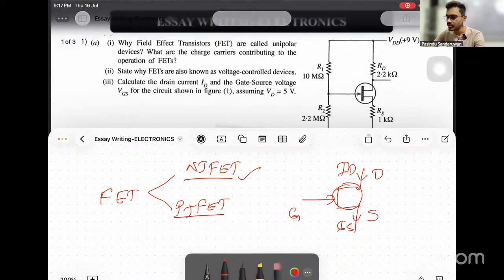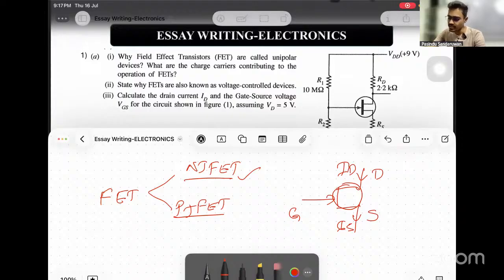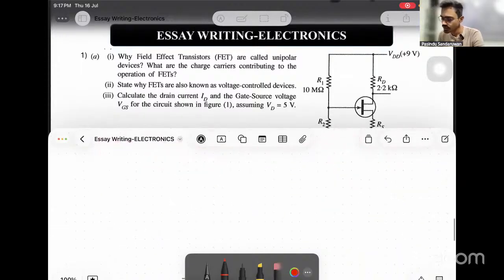Actually, in this particular question, what is given is a voltage divider circuit. Since it is in the question, I will explain the other things about the voltage divider with that. And here, one more thing: since there are only two currents, always ID equals IS for an NJFET, or any kind of FET circuit. Now, let's start with the first one, part A.